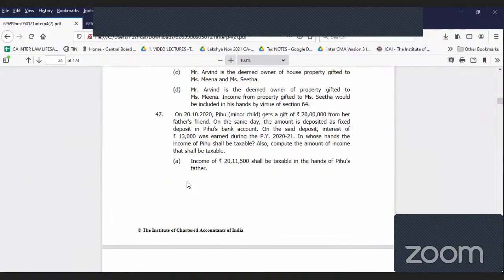Question 47. On 20th October 2020, Pihu, a minor child, gets a gift of rupees 20 lakh from her father's friend. On the same day, the amount is deposited as fixed deposit in Pihu's bank account. On the said deposit, interest of rupees 13,000 was earned during PY 2021. In whose hands shall the income of Pihu be taxable? Also compute the amount of income that shall be taxable.